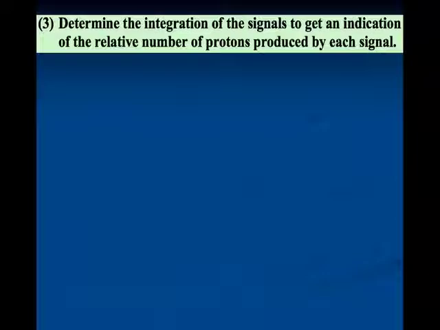The third thing you're going to do is determine the integration of the signals to get an indication of the relative number of protons produced by each signal. That's what integration tells me. What's the most important word in that sentence? Relative. Very good. What does that mean? So if you get an integration of 1 to 3, what does that mean? 3 times. But does that mean it's really 1 and 3? 2 and 6 could be the same, right? It just means it's a 1 to 3 ratio. It does not tell you the absolute number of protons in and of itself. It tells you the relative number of protons. Okay?